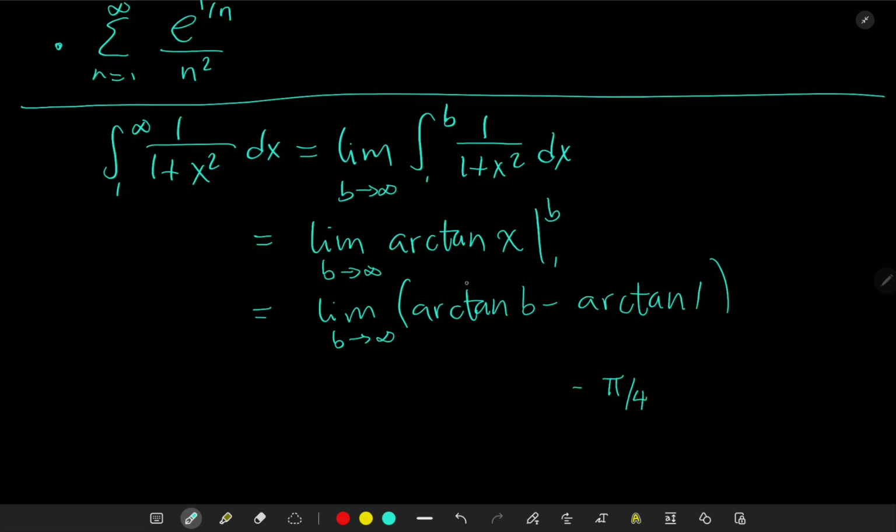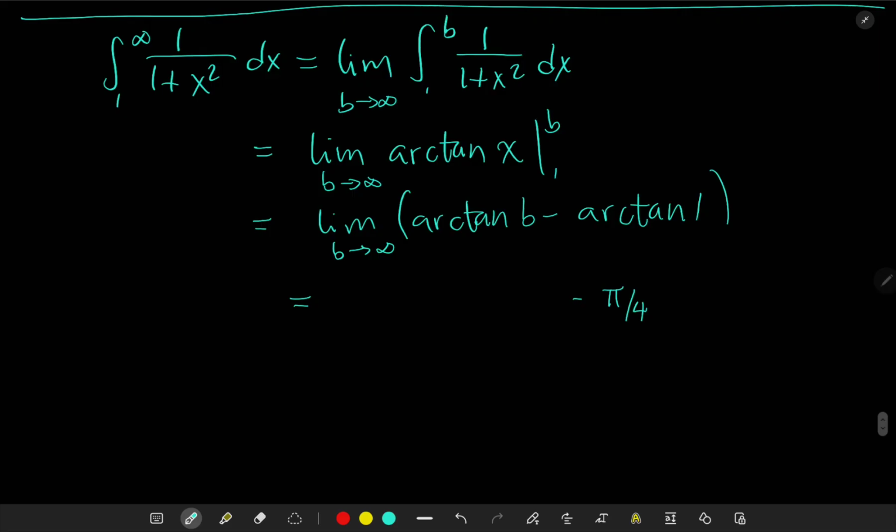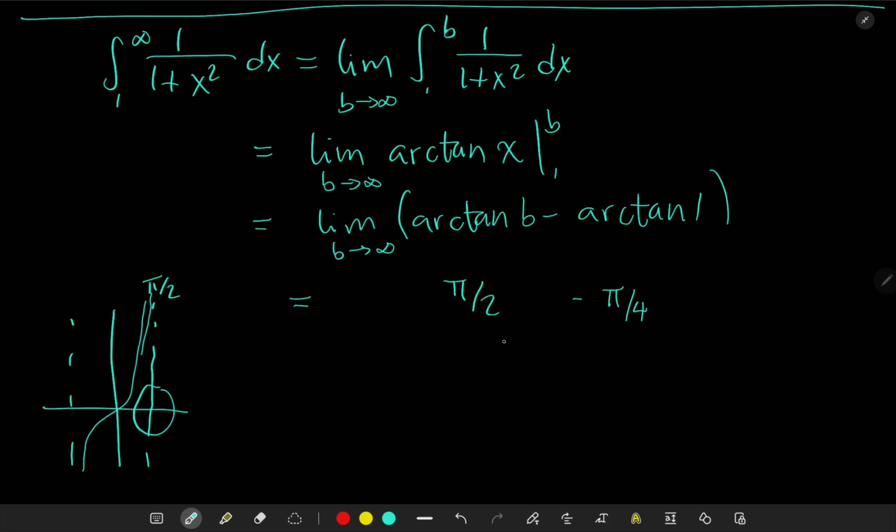Now, arctangent of b as b goes to infinity, well, we have to think about that one a little bit more. You have to look at the graph of the tangent, which has a vertical asymptote at x equals pi over 2. So as x goes to pi over 2, the tangent goes to positive infinity. So when you do the inverse function, the arctangent of b as b goes to infinity gives you back the angle at which the tangent goes off to infinity. So that's going to give you pi over 2. And pi over 2 minus pi over 4 is pi over 4.